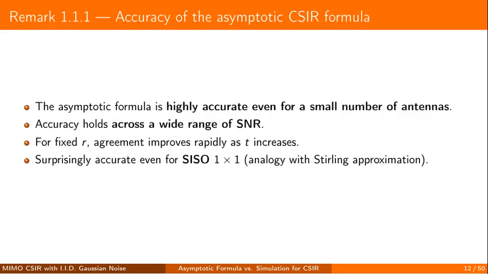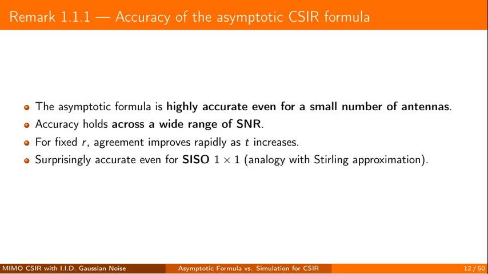What can we take away about accuracy? 4 observations. The asymptotic formula is highly accurate even when the number of antennas is small, which is surprising, since the word asymptotic usually suggests we need large dimensions. This accuracy holds across a wide range of signal-to-noise ratios.